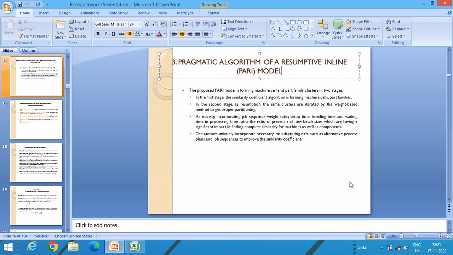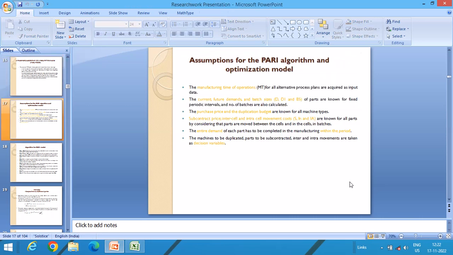As novelty, incorporating job sequence weight ratio, setup, handling time, and waiting time in the manufacturing time ratio, and the ratio of present and new batch sizes, which have a significant impact in finding complete similarity for machines as well as components. The authors uniquely incorporate necessary manufacturing data such as alternative process plans and job sequences to improve the similarity coefficient.